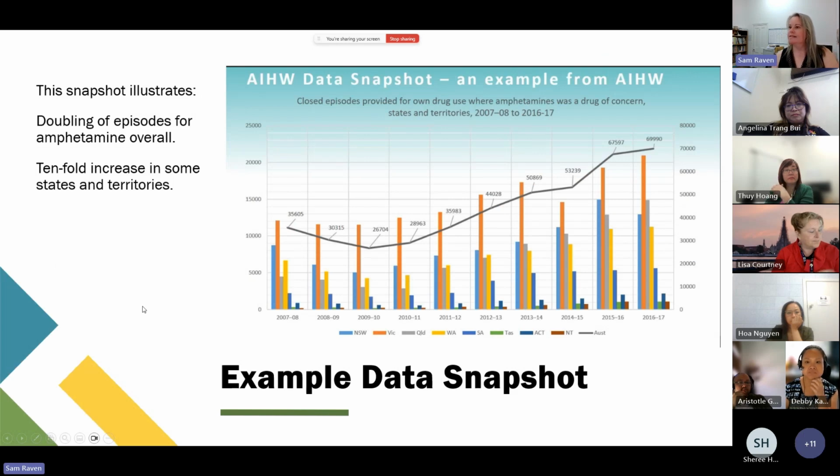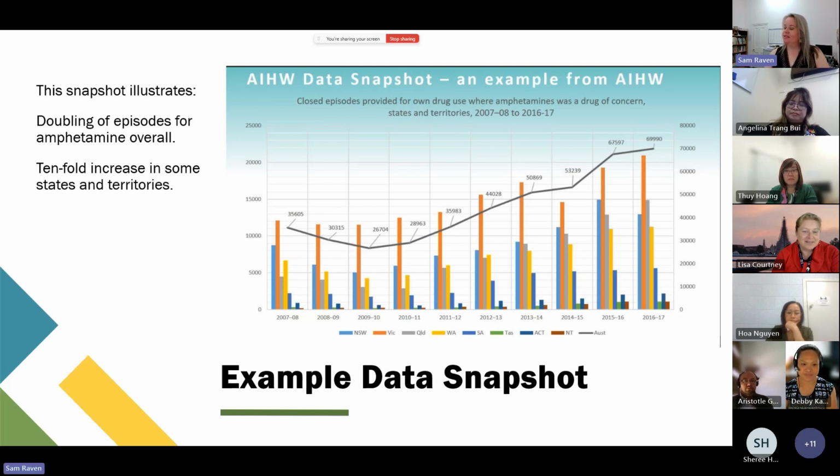So this is just an example snapshot of data that's come out of the NMDS, just to give you an idea of the kinds of trends that it helps track. This is a little snapshot of a decade's worth of data related to closed episodes for people seeking treatment for their own drug use, where amphetamines were a drug of concern. And this length of data was from 2007 to 2017. So it's about a decade of data. It's exactly a decade of data, actually.